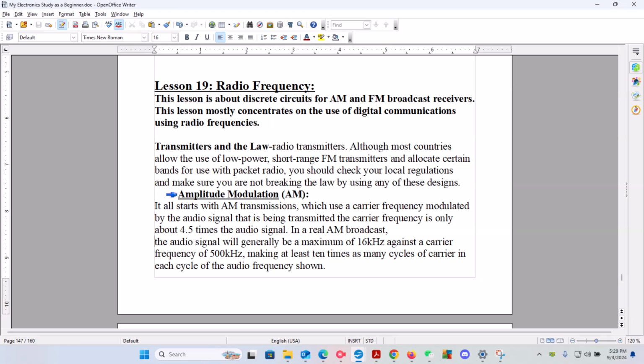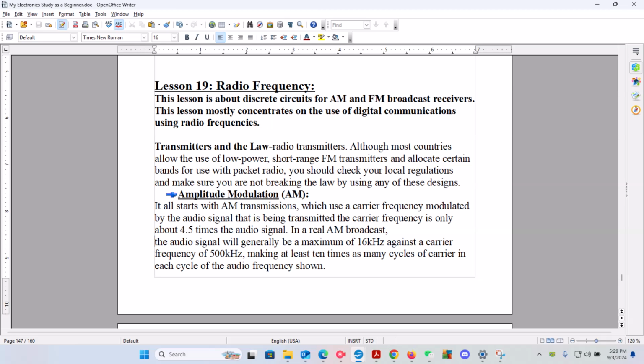Now, what we're going to learn in this lesson is about radio frequency. This lesson is about discrete circuits for AM and FM broadcast receivers. It mostly concentrates on the use of communications using radio frequencies, so that will include AM and FM, which we'll talk about in a moment.